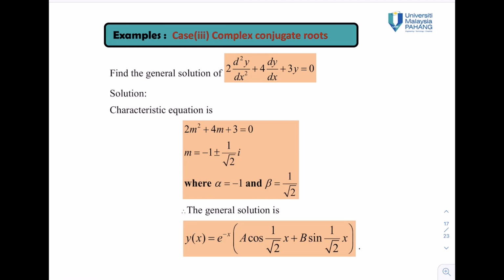This one is case number 3. Find the general solution of 2 d squared y over dx squared plus 4 dy/dx plus 3y equals 0.